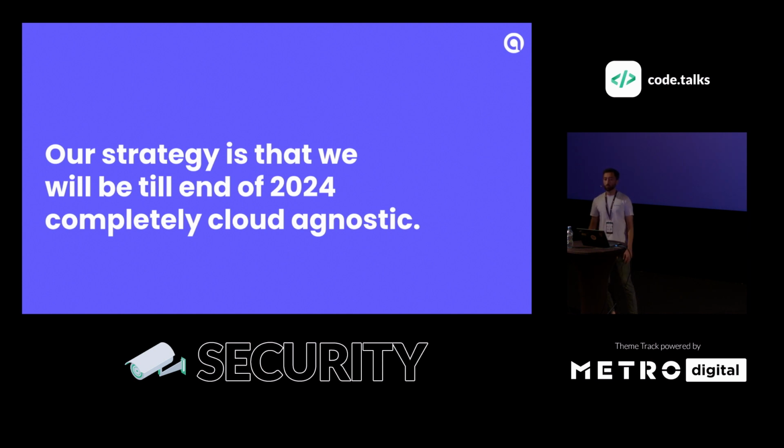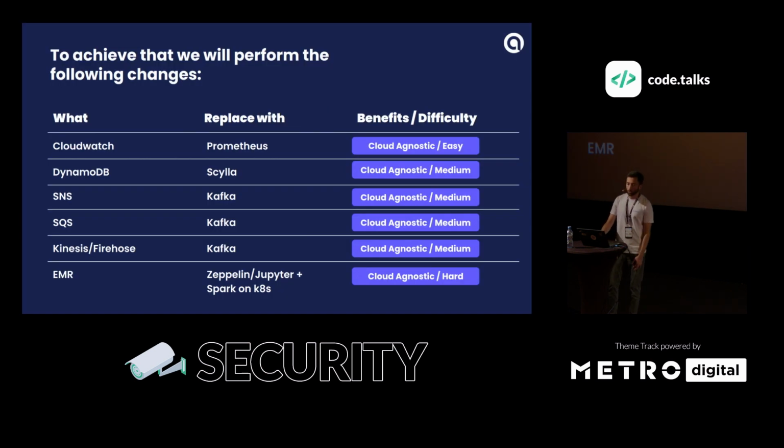About our strategy, we want to be cloud agnostic by the end of 2024, and I guess you guys now notice why we are doing this, so it's clear. In order to do so, we need to replace some services that we are currently using. For example, we are going from CloudWatch towards Prometheus, from DynamoDB to Scylla, from SNS, SQS, Kinesis, and Firehose to Kafka, and from EMR on AWS, we are going to Zeppelin and Jupyter and Spark Operator on Kubernetes.